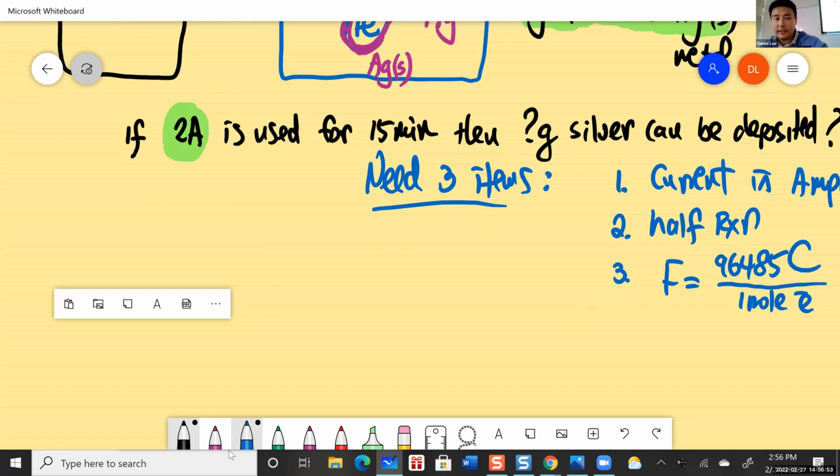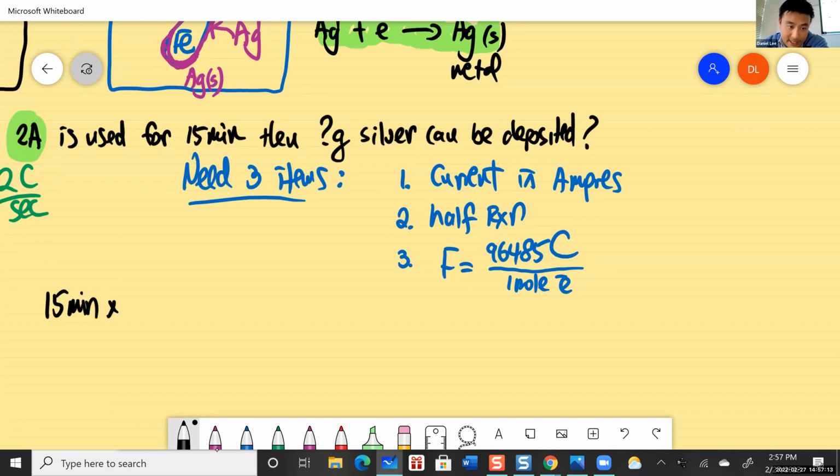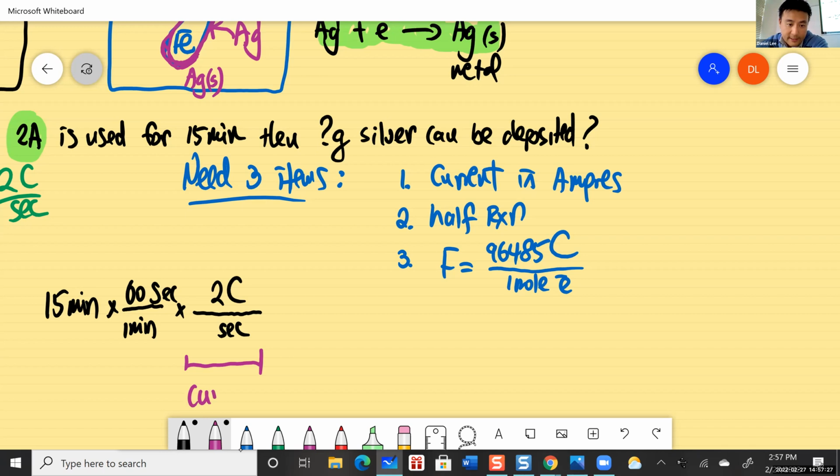Okay, so here is how you can apply it. The question is, if I use 2 amps, that's 2 coulombs every single second, per second, for 15 minutes. To get seconds, I just times 60, right? So 1 minute is 60 seconds. Then I use the current, 2 coulombs per second. Do you see seconds cancel? So this is the current. You need that. That's the first thing you need.